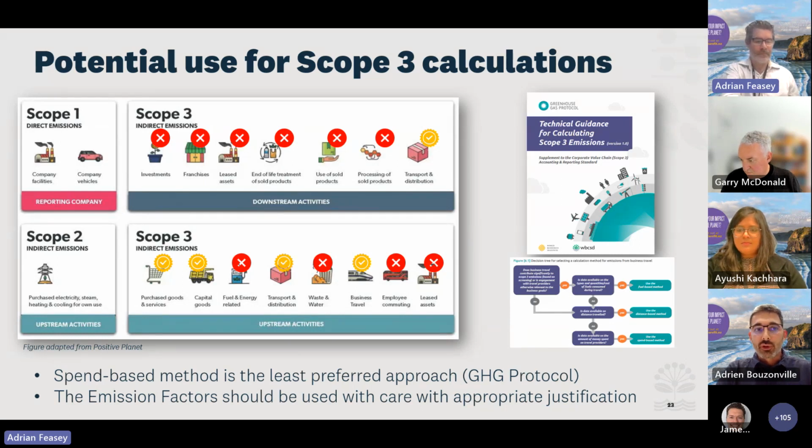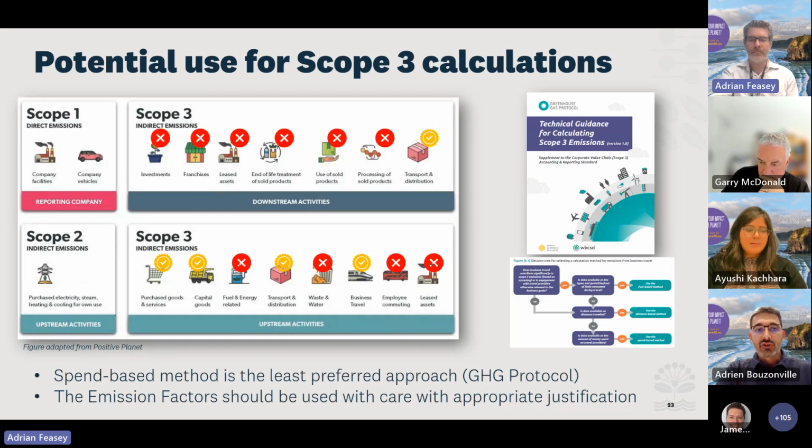The Greenhouse Gas Protocol guidance recognizes that the spend-based method can be used across various categories for Scope 3 accounting. However, in most of the categories, it's recommended to prefer methods that use supplier-specific, distance, fuel-based or hybrid methods that account for some specific data collection from the manufacturer, the supplier, or the value chain.